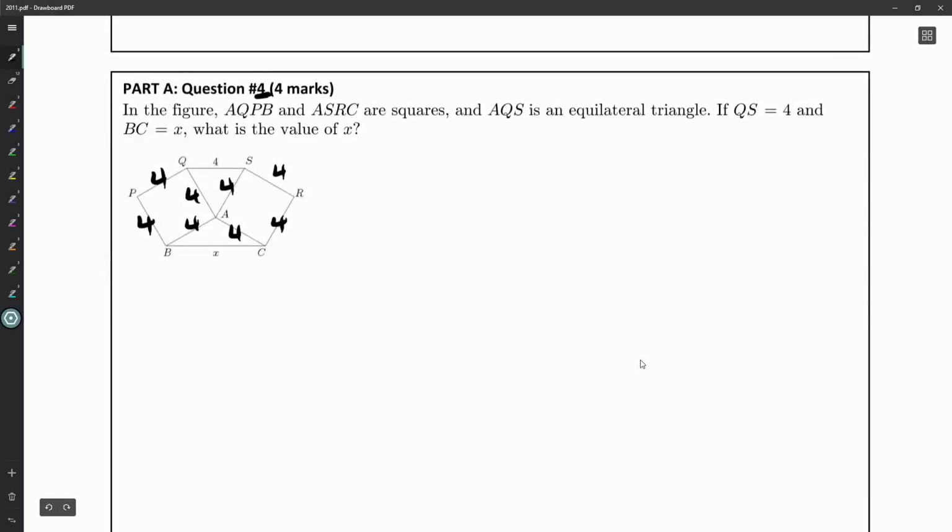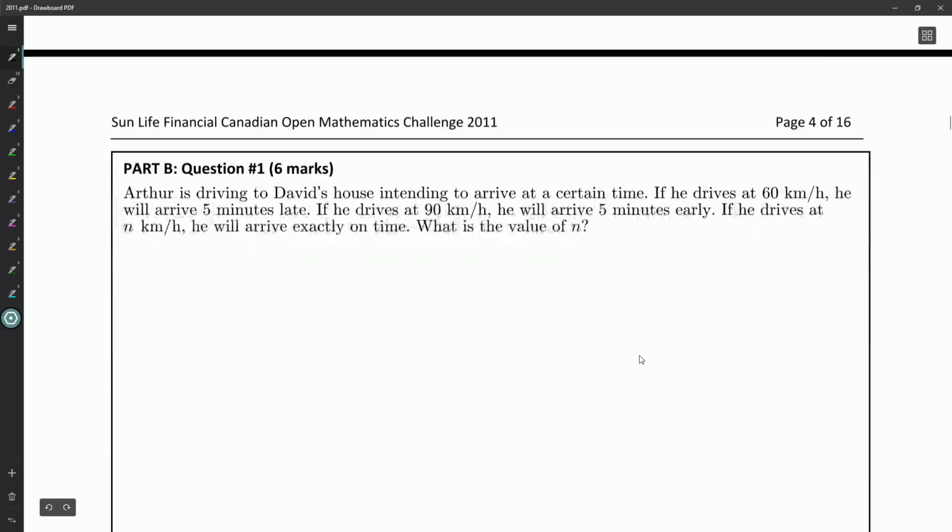Okay, that finishes off Part A of our contest. Now we're going to move into Part B of the contest with question B1. And we'll take a look at that in the next video.